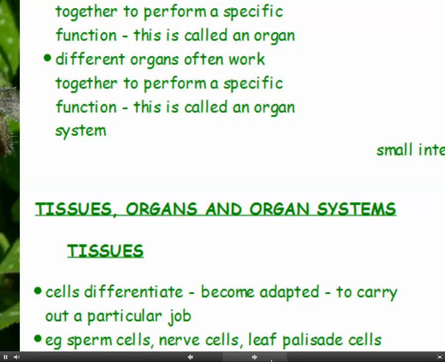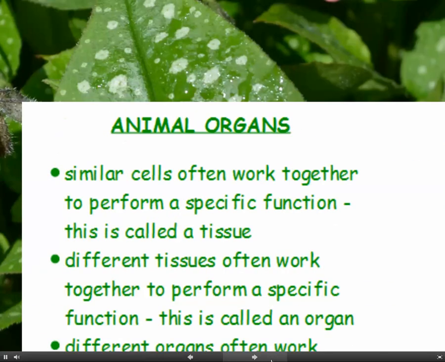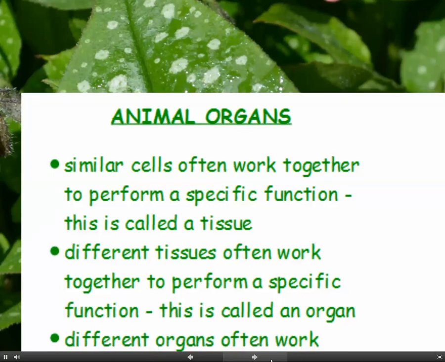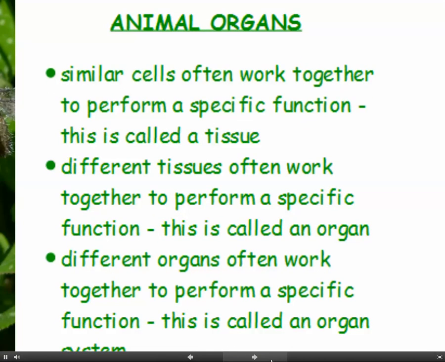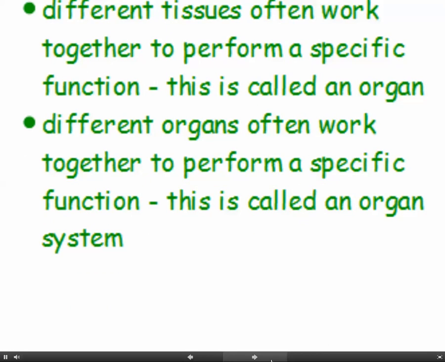Tissues, organs and organ systems. Now let's look at animal organs first. Similar cells often work together to perform a specific function, and this is called a tissue. Different tissues often work together to perform a specific function, and this is called an organ. And different organs often work together to perform a specific function, and this is called an organ system, like the digestive system, the circulatory system, the reproductive system, and so on.